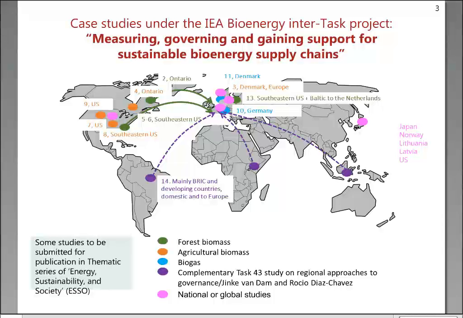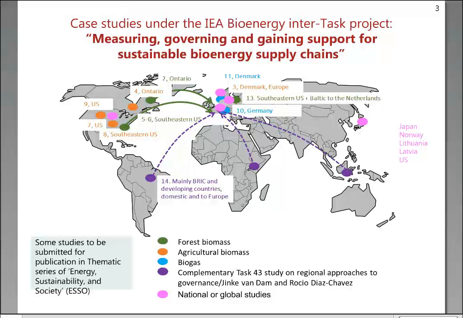In the design of the intertask project that I made reference to, we decided in the early days of this project to focus on a series of supply chains that were very important in meeting the global bioenergy production targets and demands. So this map basically shows you those supply chains, and you can see that the green colors in the vectors here relate to supply chains for forest biomass.